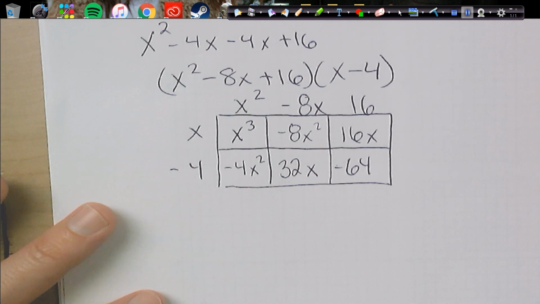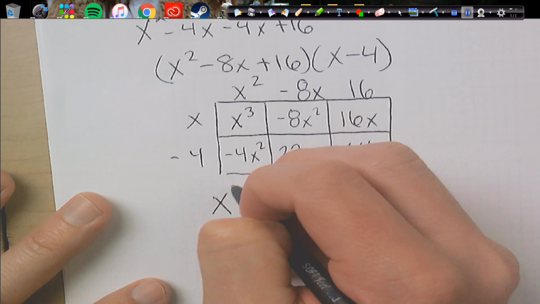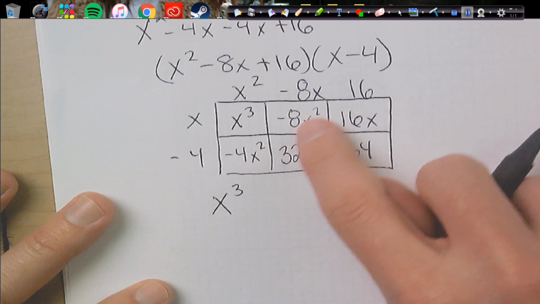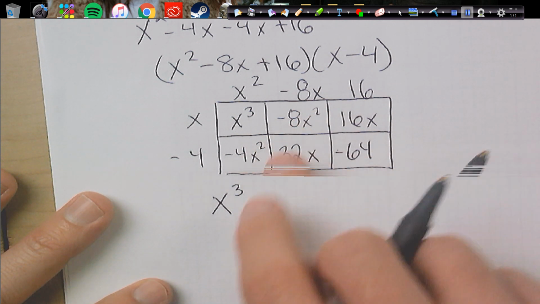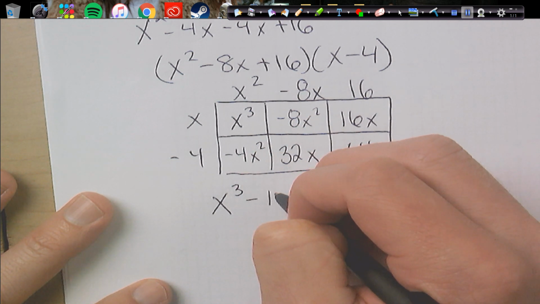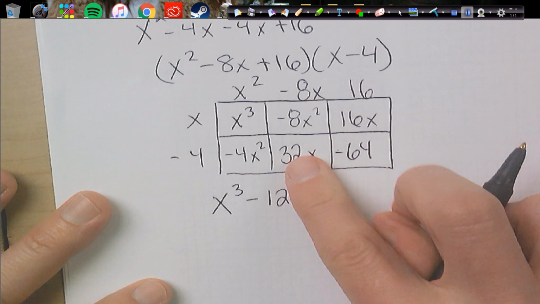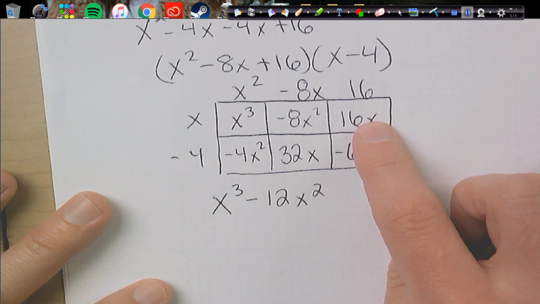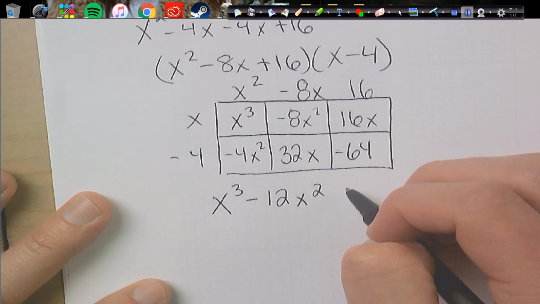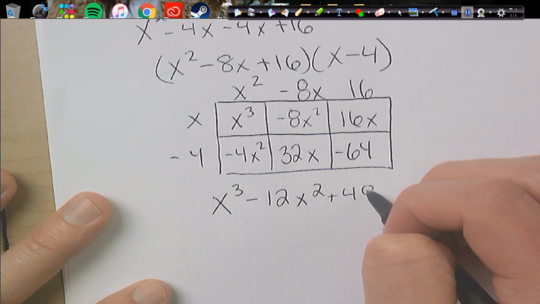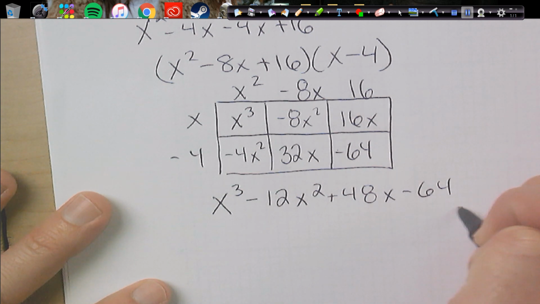Okay, we want to combine like terms, put it in the order. So x cubed is the highest degree. Then you'll see right here on the diagonal, we got negative 8, negative 4. That's going to be a negative 12x squared. 32 and 16 is going to give us 48x, and then negative 64.